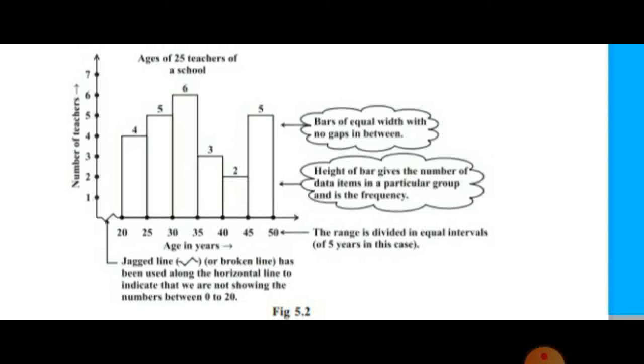It is a bar graph with a difference. What is the difference? Is this graph in any way different from the bar graph which you have drawn in class 7? Observe that here we have represented the groups of observations, that is class intervals, on the horizontal axis. The height of the bars shows the frequency of the class interval. Also, there is no gap between the bars as there is no gap between the class intervals. The graphical representation of data in this manner is called a histogram.